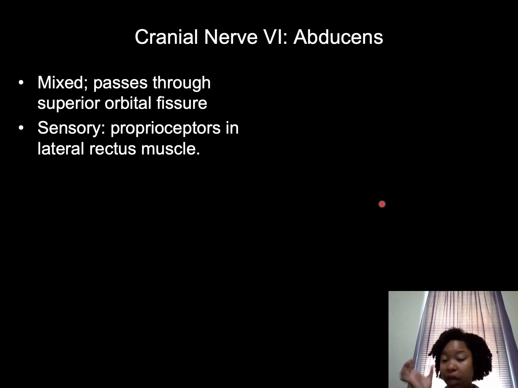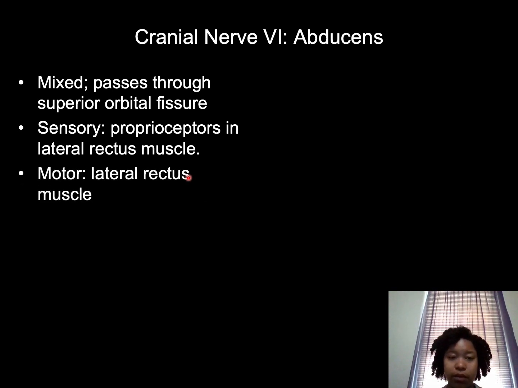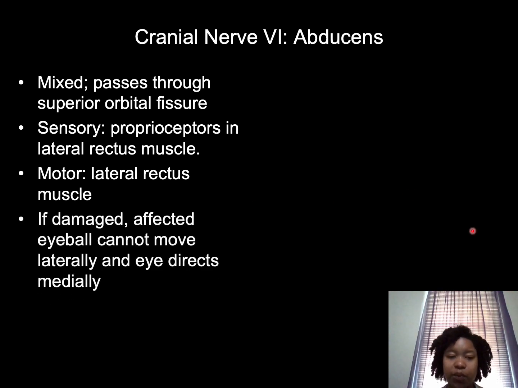So it helps for eye positioning. It's also the motor innervation for the lateral rectus muscle. So in order to have that movement occur, this nerve will be innervated.